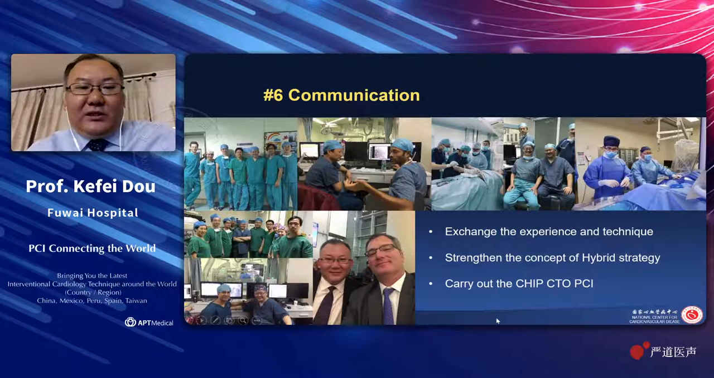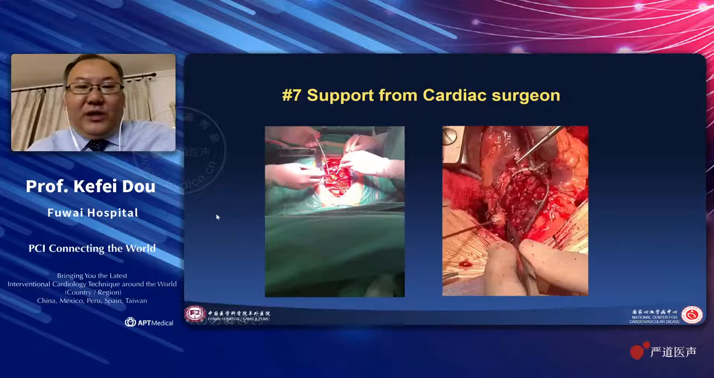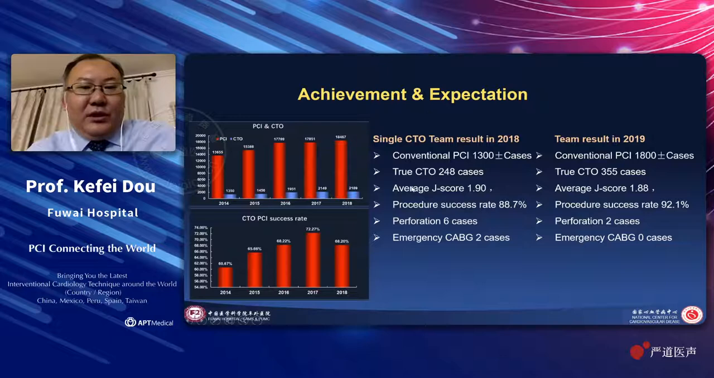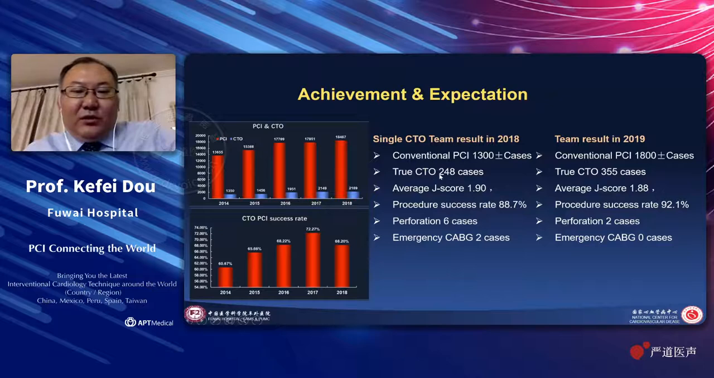Another important thing is support from the cardiac surgeon, which is very important. Without their help, a lot of disasters will happen. And I will show you the achievement in my CTO team. In 2018, the CTO case number in my team was around 250. Average J-CTO score is 1.9, procedure success rate is 88%. But we had six perforation cases and two emergency CABG cases.